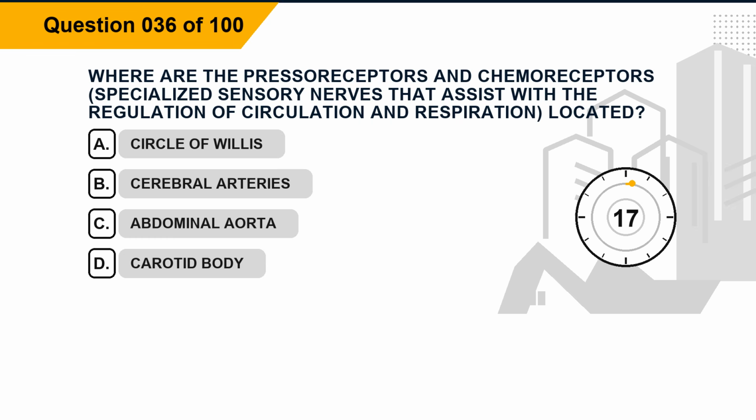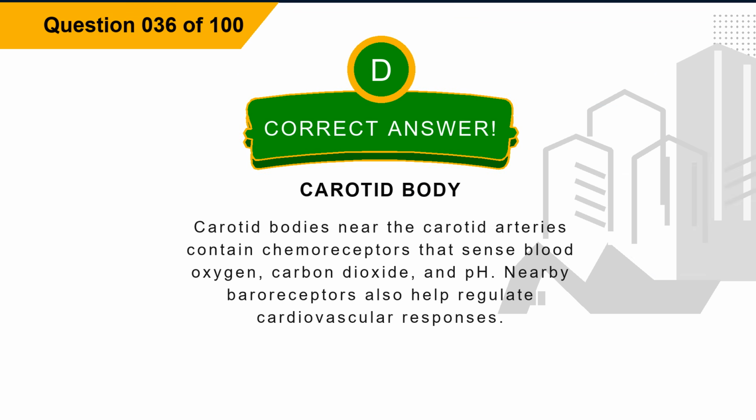Question 36. Where are the pressoreceptors and chemoreceptors, specialized sensory nerves that assist with the regulation of circulation and respiration, located? Option A, circle of Willis. Option B, cerebral arteries. Option C, abdominal aorta. Option D, carotid body. The correct answer is option D, carotid body. Explanation. Carotid bodies near the carotid arteries contain chemoreceptors that sense blood oxygen, carbon dioxide, and pH. Nearby baroreceptors also help regulate cardiovascular responses.